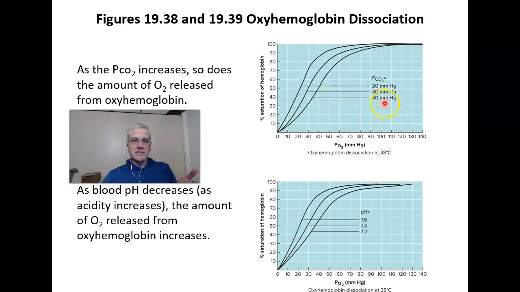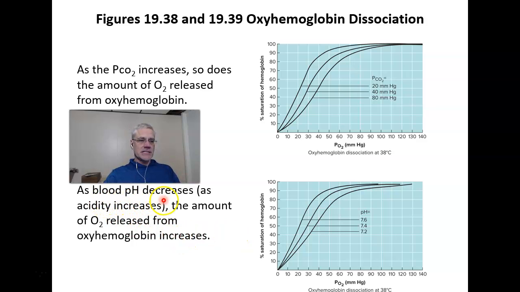If this is considered the amount of CO2 that is in your working thigh muscle as you're running, you want more oxygen to get to those tissues. This higher concentration of carbon dioxide allows oxygen to be released more easily from hemoglobin. It's what you want.